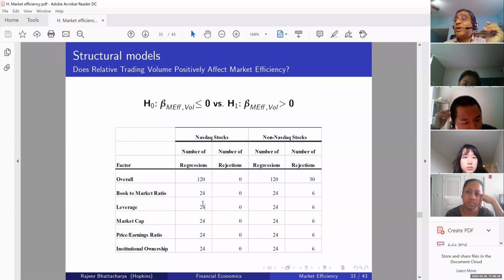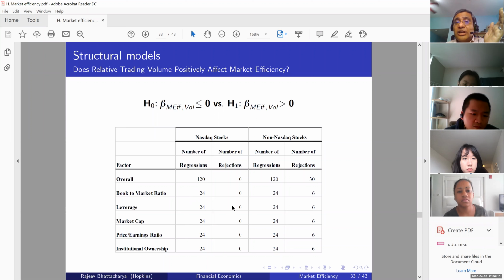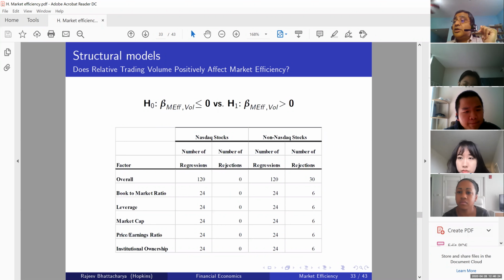Number of regressions, 120. Okay, so in this case you have different regressions based on these different measures, different left-hand side variables, different regressands. And then you put in fixed effects for various different measures. You say, you know what, I'm going to control for book to market ratio because that's what people have said determines efficiency. Some people have said leverage. Okay, fine, I'll control for it. Some people have said market cap. Okay, I'll control for it. Some people have said price earnings ratio. Okay, I'll control for it. Some people have said institutional ownership. Okay, I'll control for it.